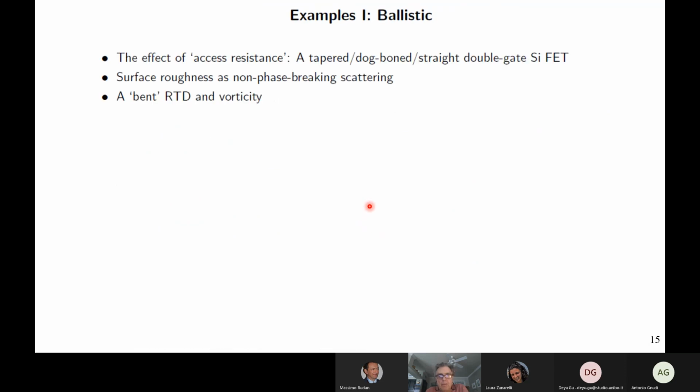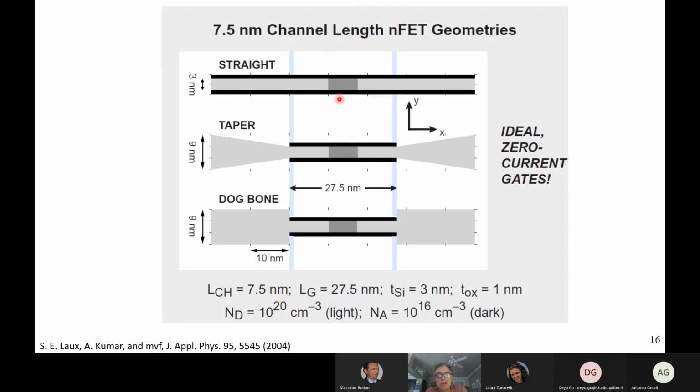Another interesting thing that Steve Locks did was to look at the access resistance, so to speak. You consider the same device, which is the central region between these two grayish vertical bars. This is the same device, but you change the geometry of the contacts. This is just straight, which is what I showed before. You can actually solve the Schrödinger equation by assuming infinite barriers in these funnel-shaped structures, or you have instead a wider region, which Steve called the dog bone geometry.